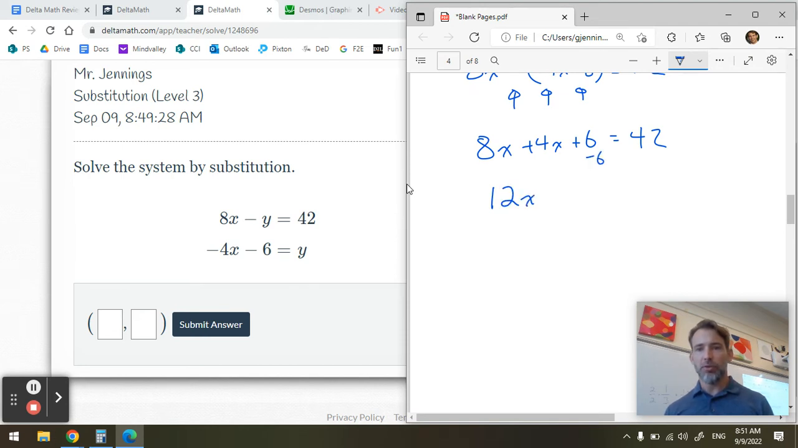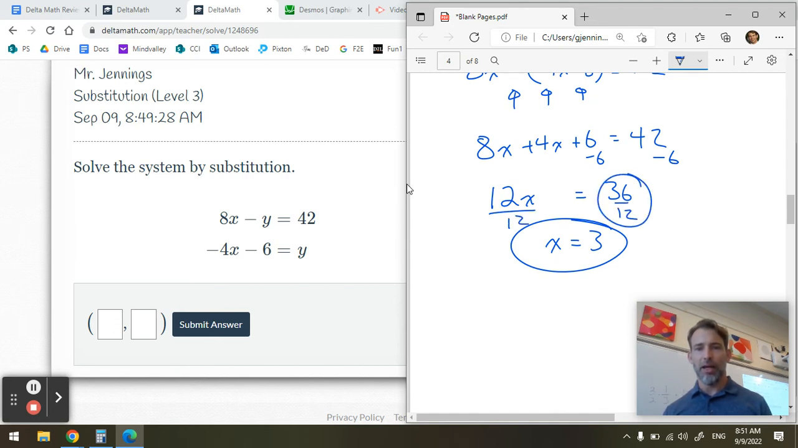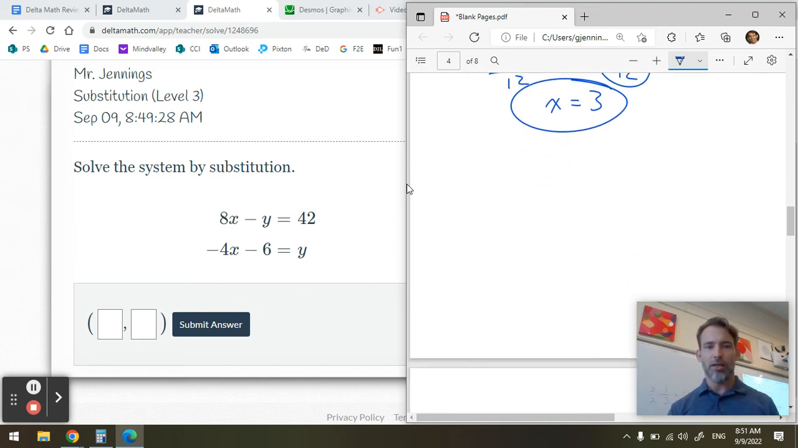and subtract 6 from both sides. 12x is equal to 42 minus 6, which is 36. 12 times some number equals 36. Well, I happen to know that 12 times 3 is equal to 36. So I'm not going to bother dividing both sides by 12. Well, you could do that, and that will give you 3. So x is equal to 3, and let's find out what y is.